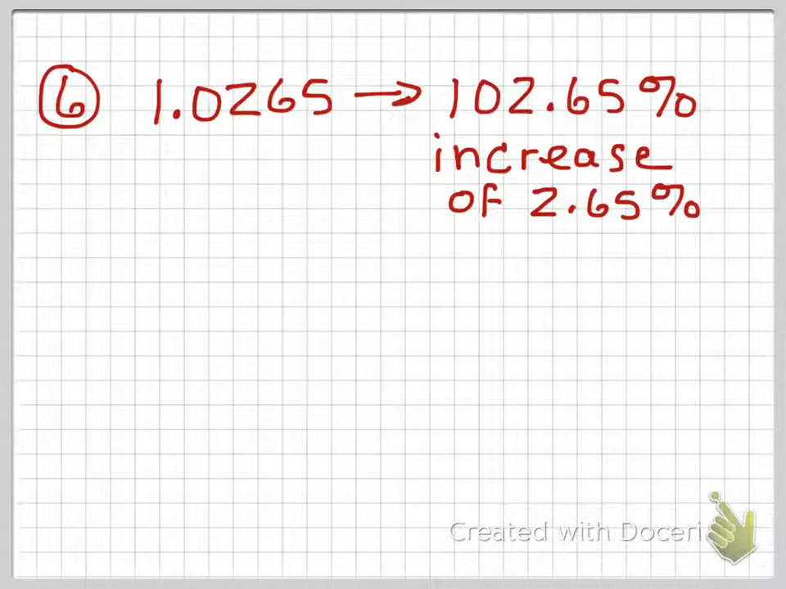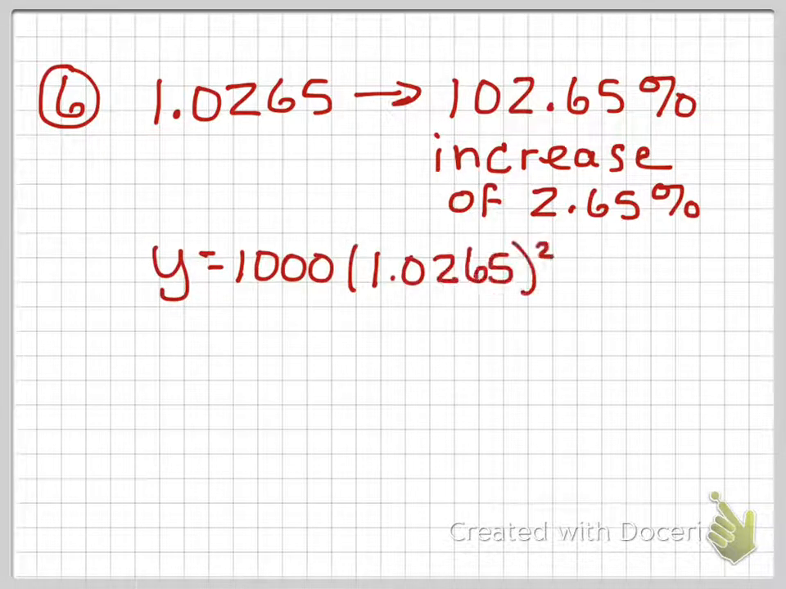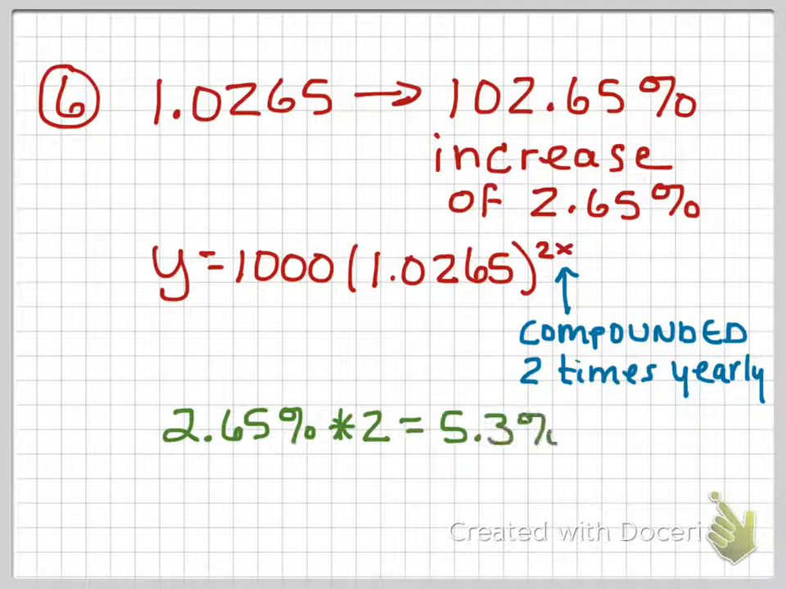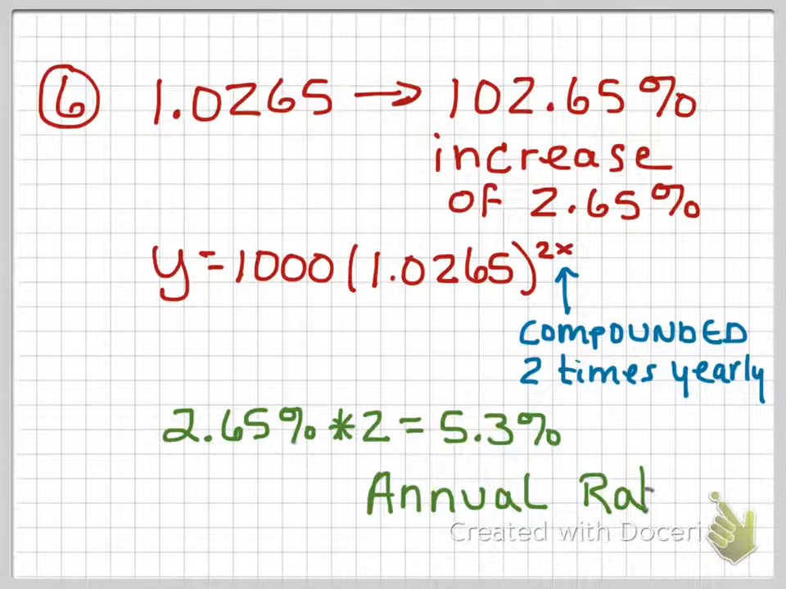Alright, so again, I've got to look back at my equation, which is y equals 1,000 times 1.0265 to the 2x power. And I realize here that my 2x means that it's being compounded semi-annually, or 2 times a year. So therefore, I'm getting 2.65% 2 times a year. So if I multiply it by 2, my annual interest rate is going to be 5.3%. Okay, and that's what the question asked for.